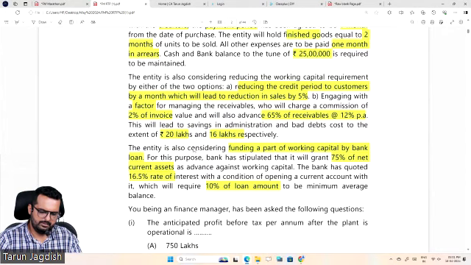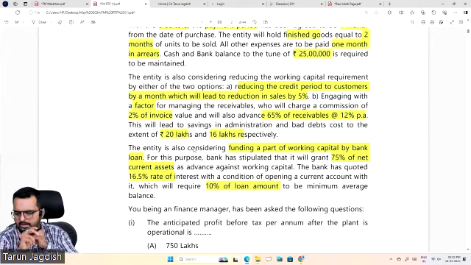Okay, next one. Engaging with a factor for managing the receivable. So write down the next point, option 2: appoint a factor.